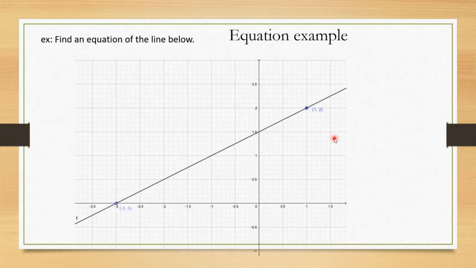Let's do another one then. So this one's a little bit different. Here, we kind of go the opposite way. Namely, I give you the graph, but now we have to find an equation of it. So I give you the line.